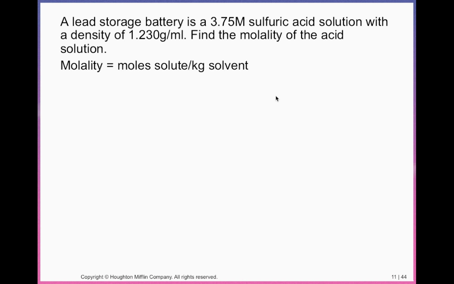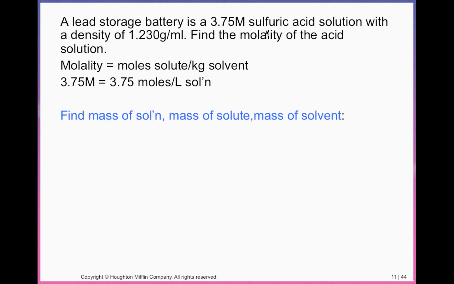Okay, so find the molality. So we need moles of solute per kilogram of solvent. And you notice what they give us. They give us molarity, which is moles per liter, and this is grams per milliliter. So we need the density because this is going to give us a volume, and we have to go from a volume to a mass of solution so we can wind up with the mass of the solvent. Let's see how we do that then. So we write the molarity, 3.75 molar is 3.75 moles per liter.